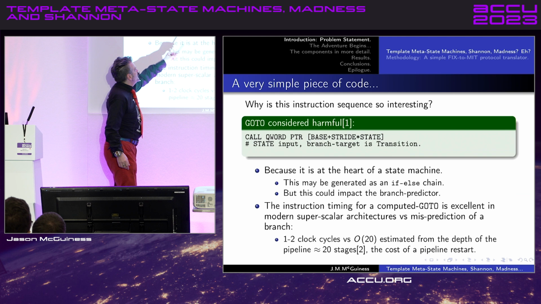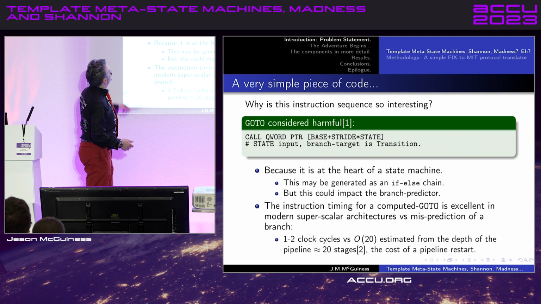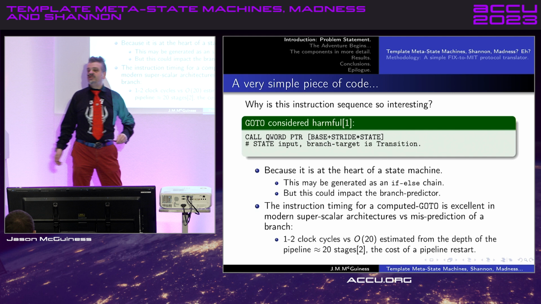So what we've got is a base, stride, and state. Now, I've already slipped into state because I'd like to specify this and not be over general because it's already a bit tricky. The state is like a new order message. It's the type, the identifier. So we've got a branch target, and the branch target of this is a transition because we're talking about meta state machines here. Heart of the state machine.